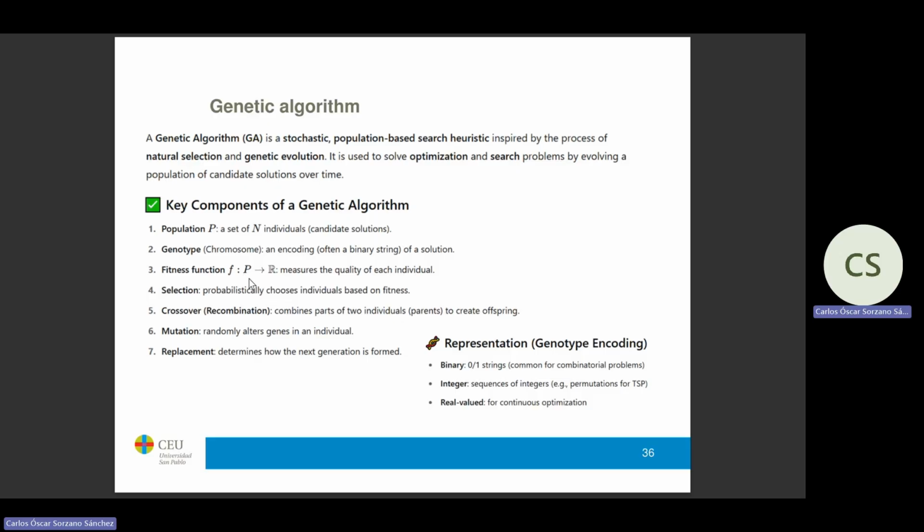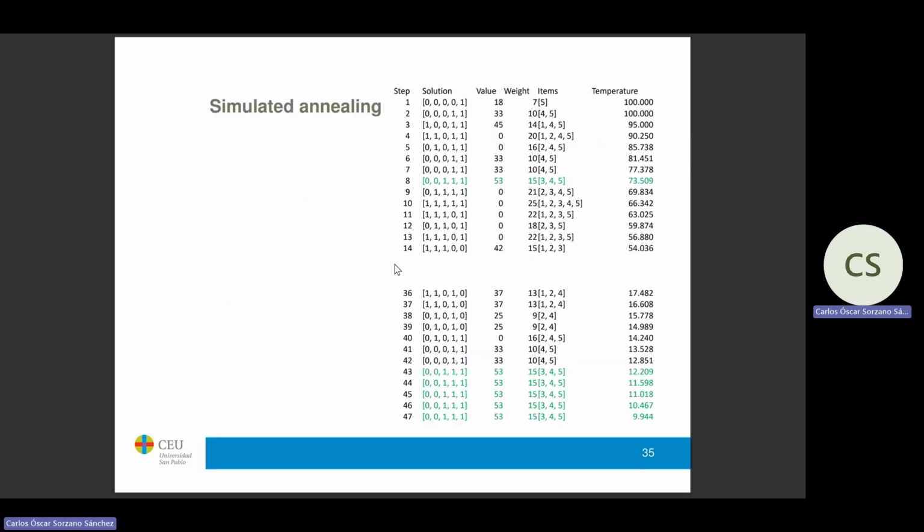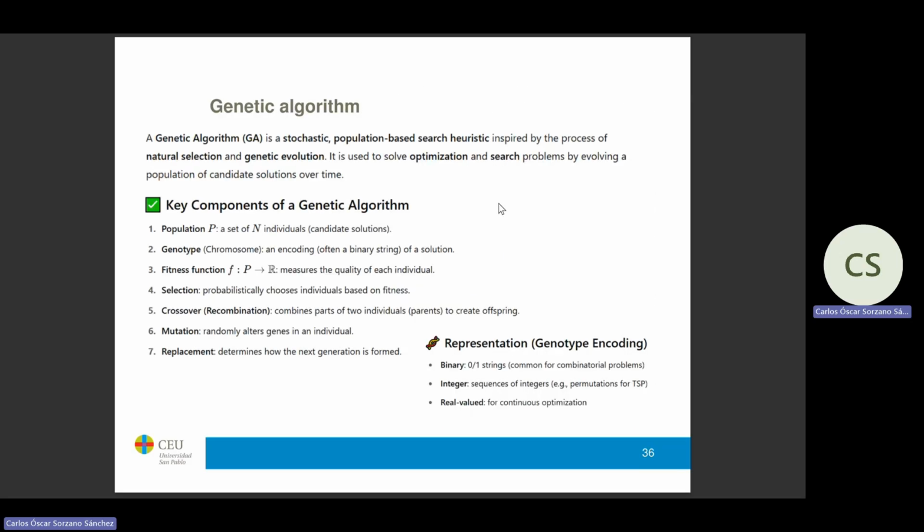And for every individual in the population, you say how fit, what is the quality of that individual. In our context, that would be the value of that individual. And then there are some actions that are intrinsic to genetic algorithms.